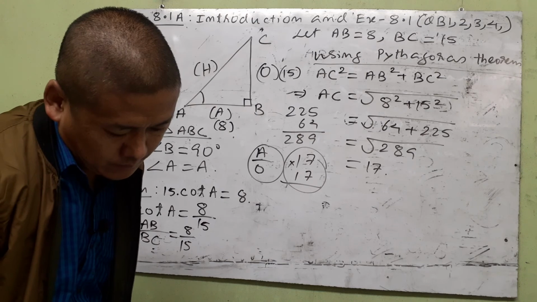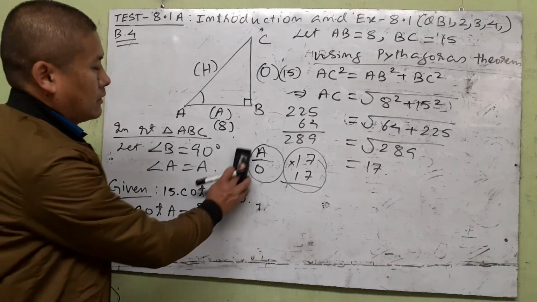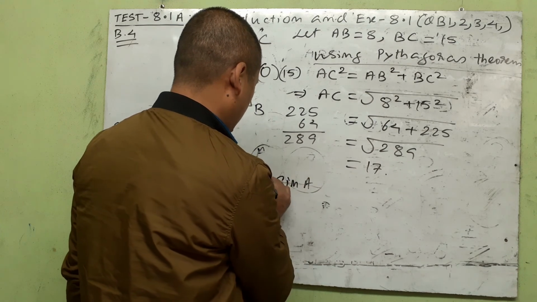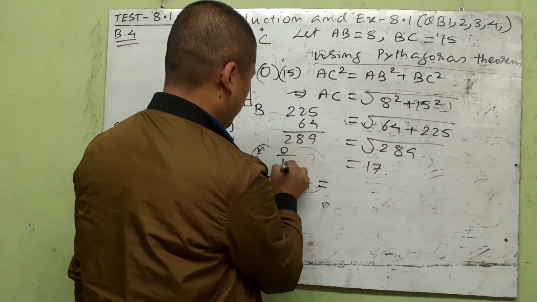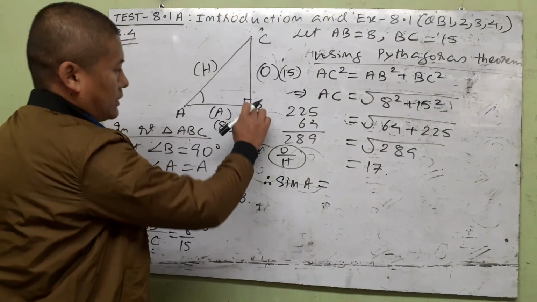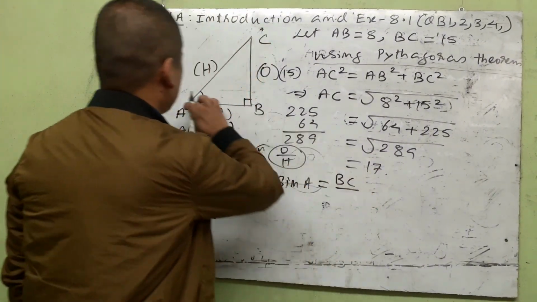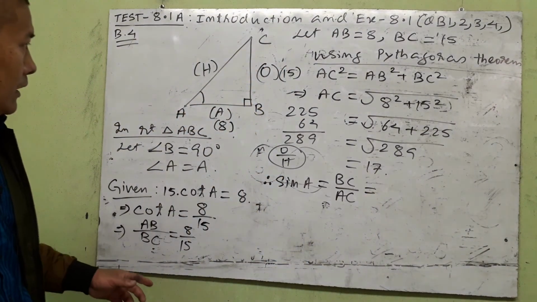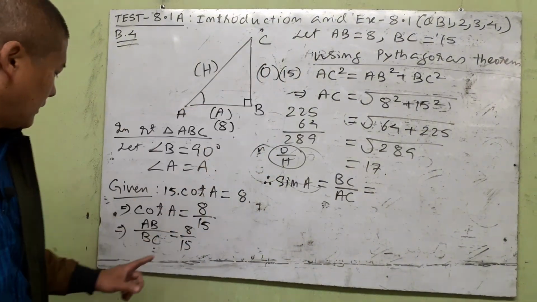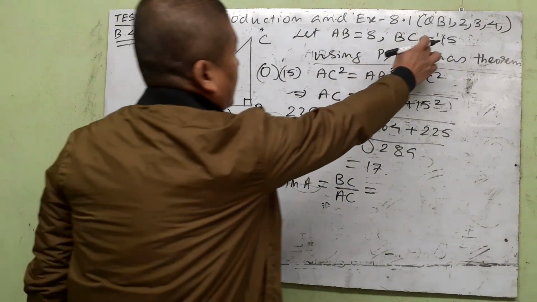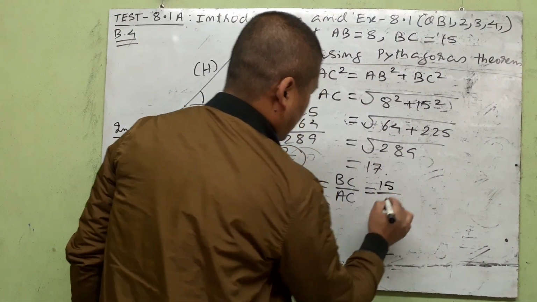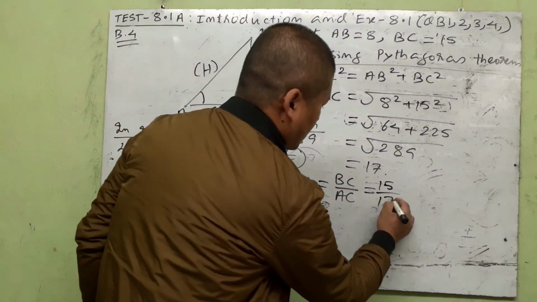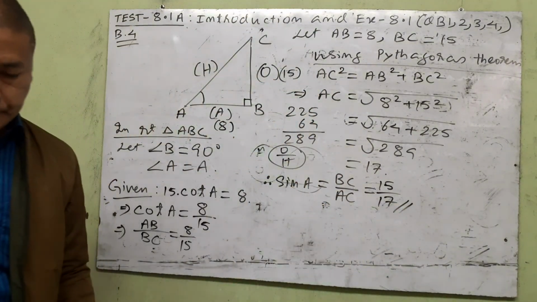Find sin A and sec A. So sin is the first one. Our answer for sin A is opposite by hypotenuse. So opposite is BC, my hypotenuse is AC. So BC is 15, divided by AC, which just now is 17. We cannot cancel, so that's our answer.